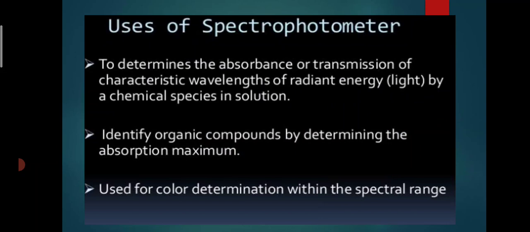Next we go for uses of spectrophotometer. To determine the absorbance or transmission of characteristic wavelength of radiant energy by a chemical species in solution. Here spectrophotometry is used to find the chemical particles in food or any industrial products. Identify organic components by determining the absorption maximum. Used for color determination within the spectral range. These are the uses of the spectrophotometer.